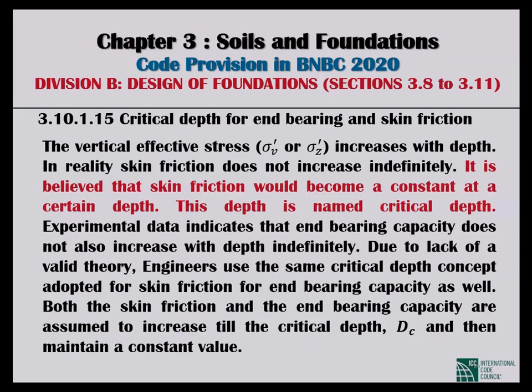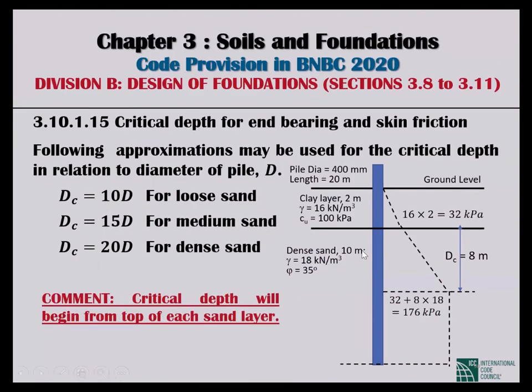Then about the critical depth of end bearing and skin friction. It is believed that the skin friction would become constant at a certain depth, particularly in cohesionless soil. Indefinitely, the skin friction cannot increase. After a certain depth, the skin friction will never increase, since skin friction is a function of overburden pressure, which will become constant. In BNBC, we have mentioned critical depth is 10D for loose sand, 15D for medium sand, and 20D for dense sand. It means the vertical stress formula is sigma prime equal to gamma into H.